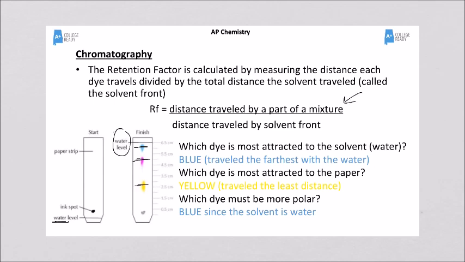So if I take the average distance of that ink spot divided by the total distance that the solvent traveled, that would tell me the retention factor. So notice which dye is most attracted to the solvent. Well, it's going to be blue, the one that traveled the greatest distance up the paper. Which is most attracted to the paper? Well, it's the one that didn't travel very much. So which dye must be more polar? Now this is the key. If the solvent is polar like water, it's the dye that traveled the farthest. So in this case it would be blue. Now they could switch this. They could give you a nonpolar solvent too.